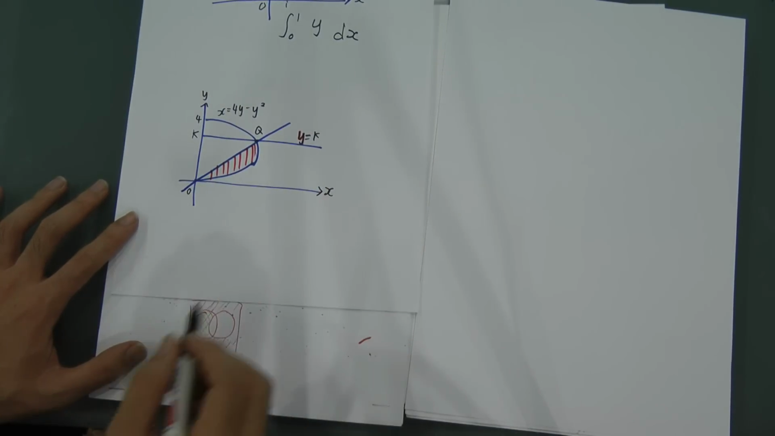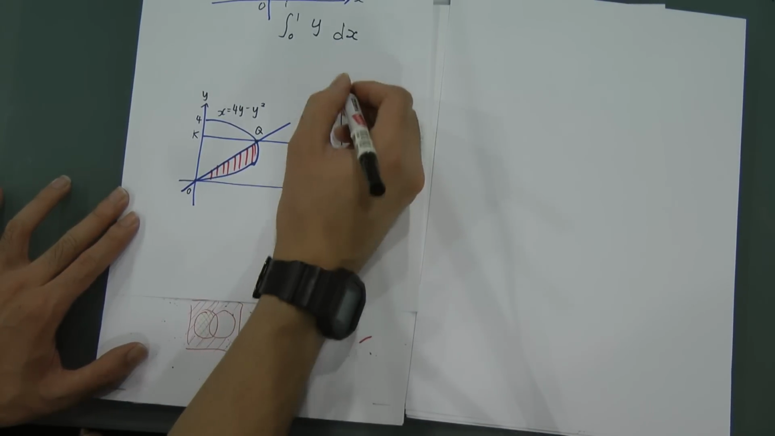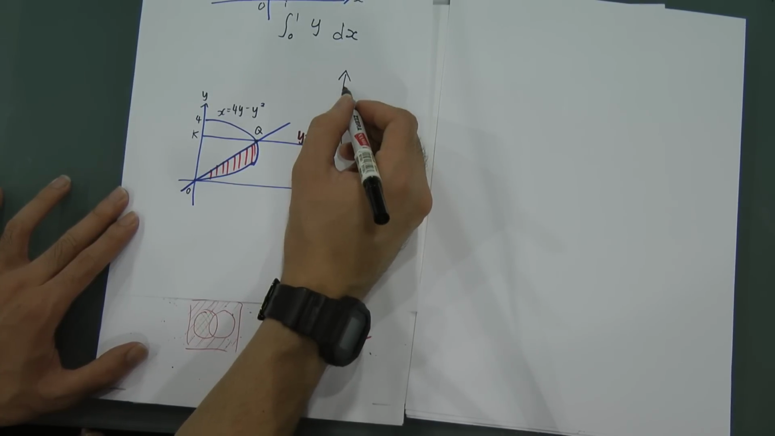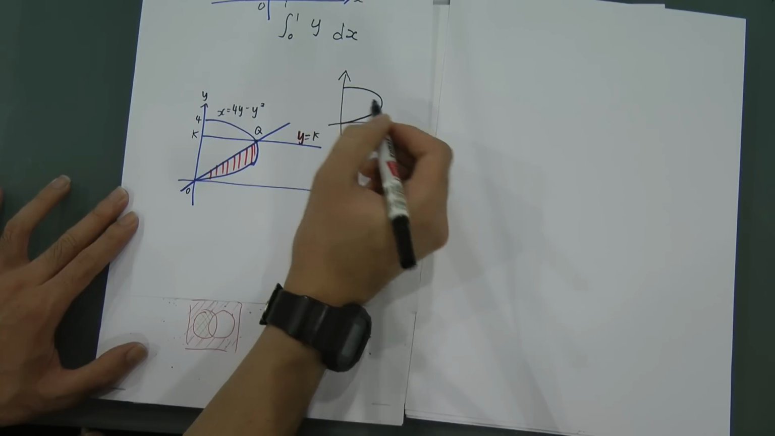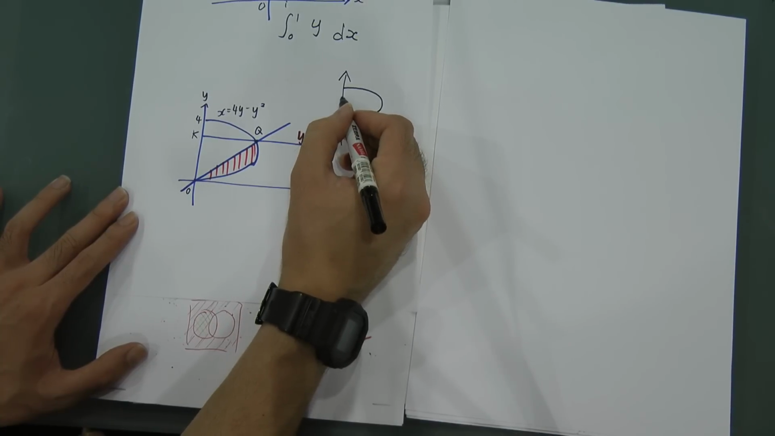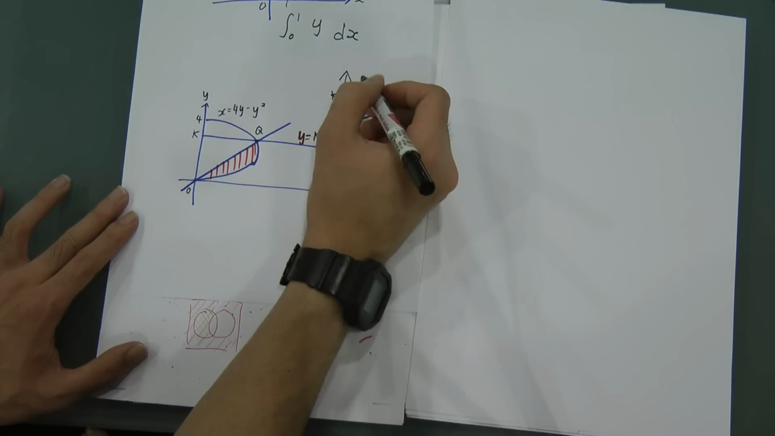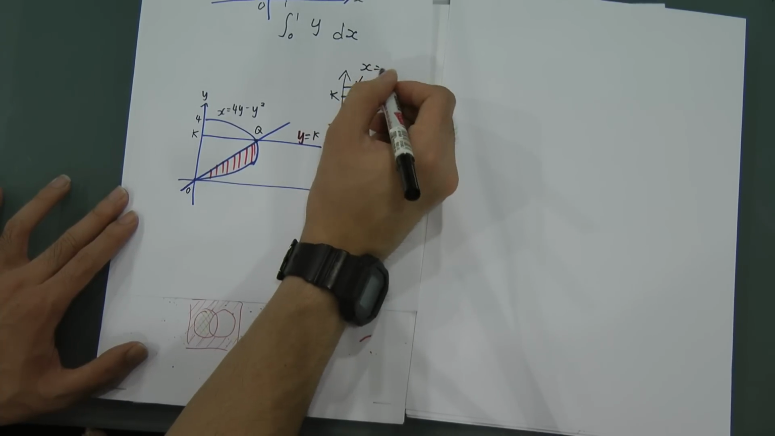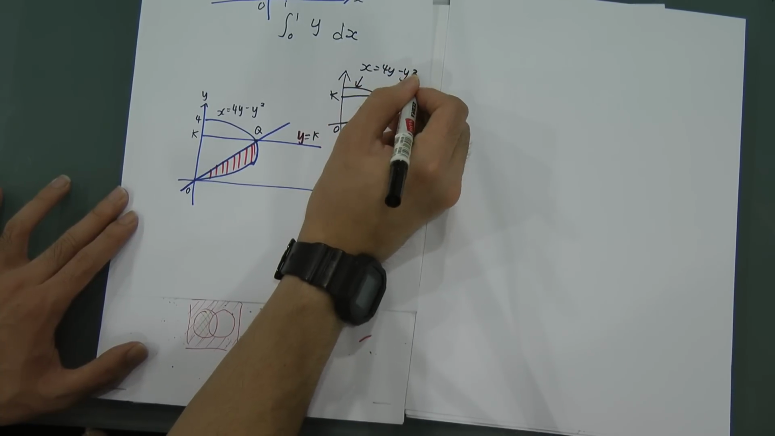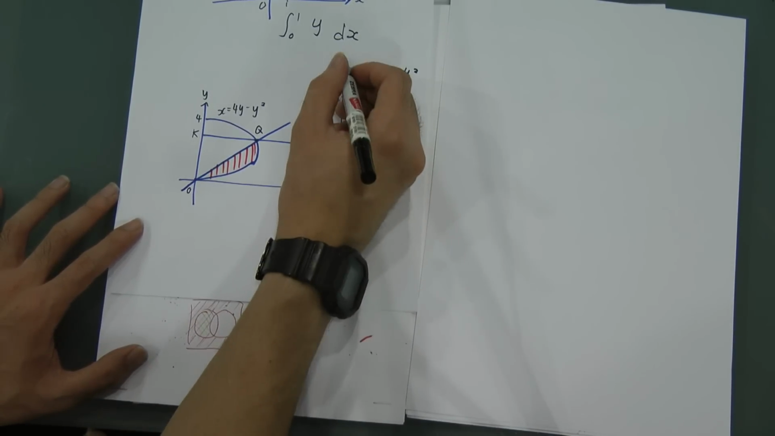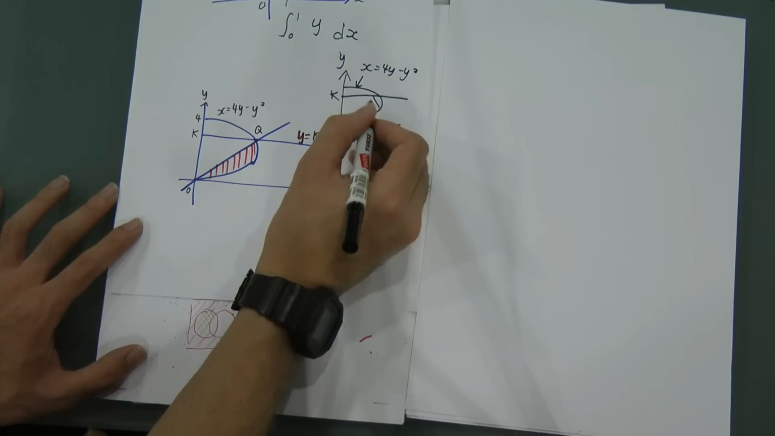Maybe I draw a small graph here. Let's say we got something like this, and then k will be here, and 0. If we integrate this curve, which we call x equal to 4y minus y squared, along the y-axis from 0 to k, we can get the whole part here.